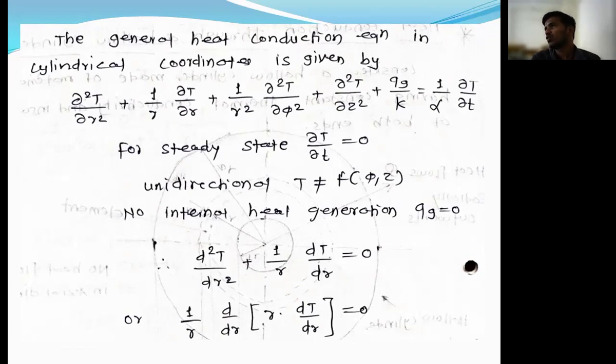Okay, dou square T upon dou R square plus 1 upon R dou T by dou R plus 1 upon R square dou square T upon dou phi square plus dou square T upon dou Z square plus Qg by K is equal to 1 upon alpha dou T by dou t. Okay, so whatever the cylinder we have considered, heat flow is steady, then heat flow is unidirectional.